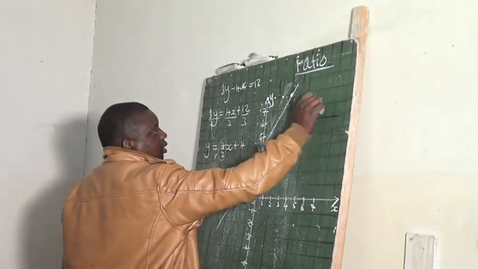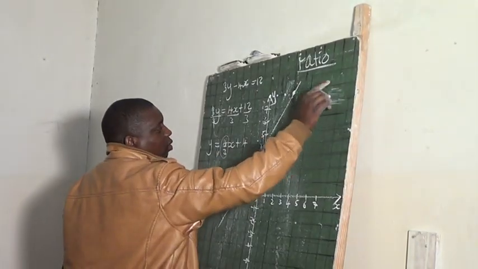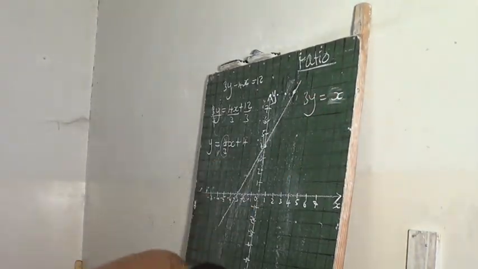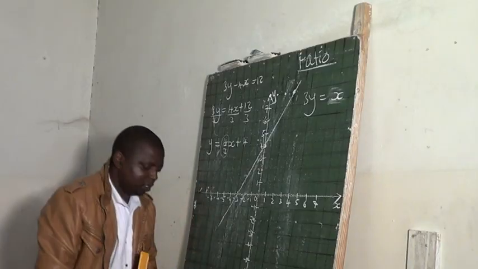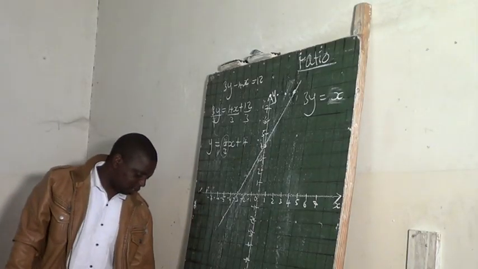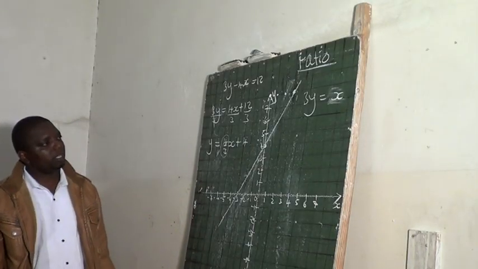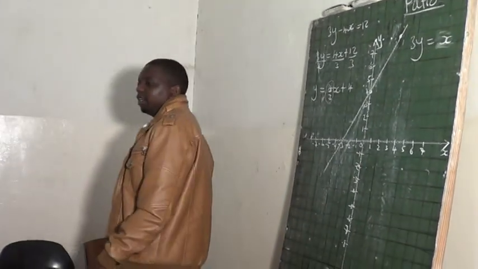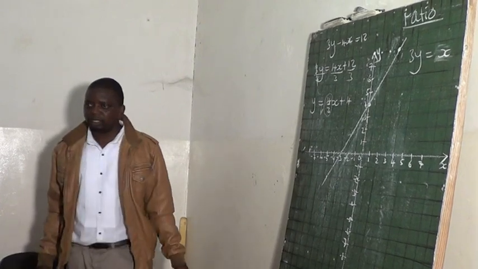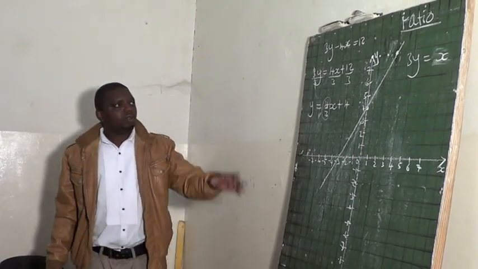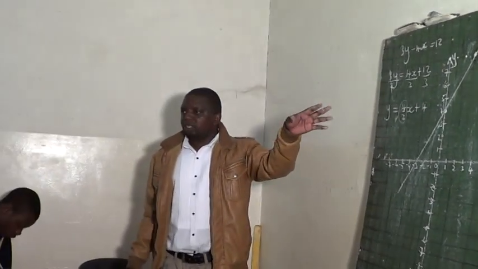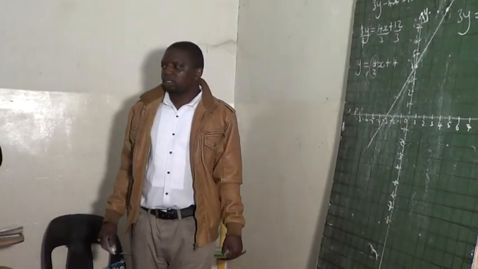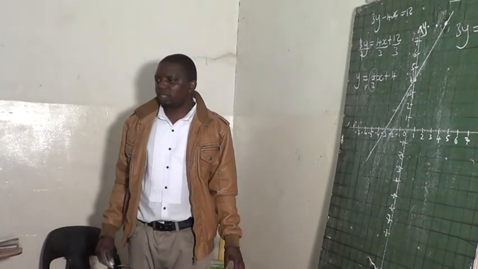3y is equal to x. I said first identify the gradient and the y-intercept. What is the gradient and what is the y-intercept on that one?